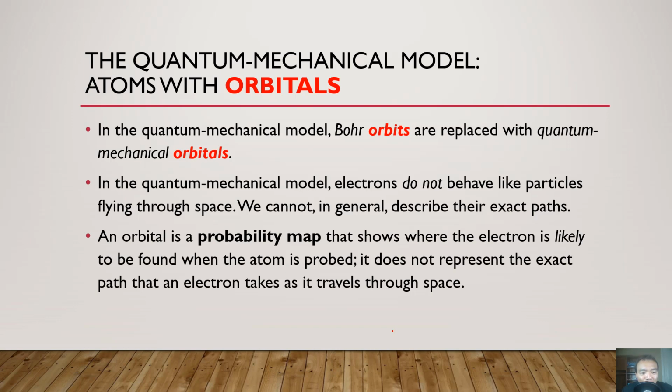Rather, in these orbitals in the quantum mechanical model, you can only predict the chance, or what probability, you can see a certain electron in a certain place. In other words, an orbital in quantum mechanics only represents the probability map that shows you where an electron can be found.